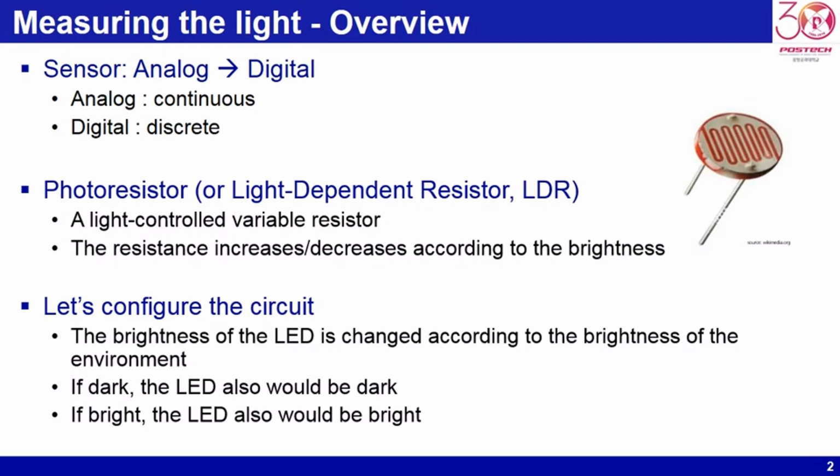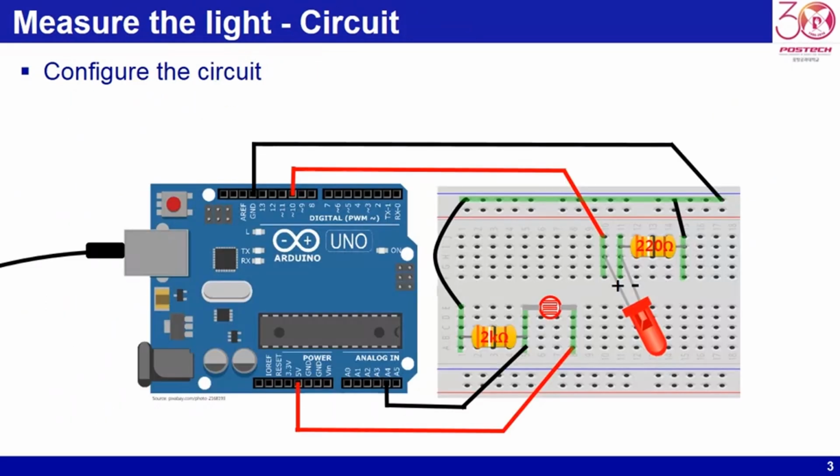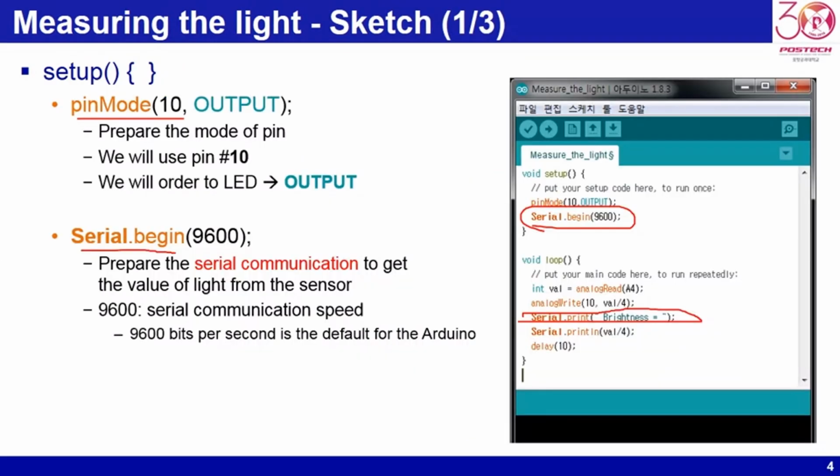The circuit to be constructed: the brightness of this LED will be changed according to the brightness of the environment. If the surroundings are dark, the LED will also become darker. If the surroundings are brighter, then the LED will also be brighter. The circuit configuration for measuring the brightness of light is shown.